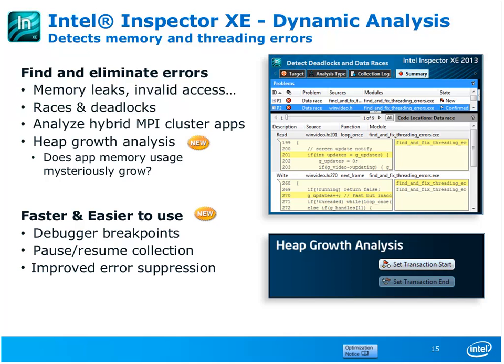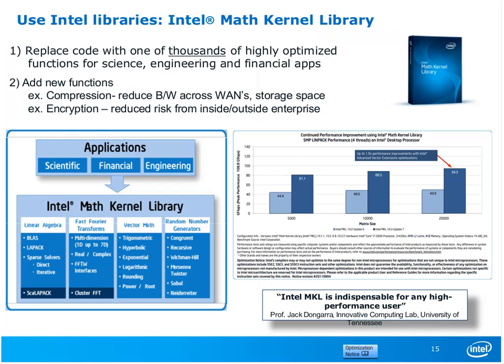So step 1 was understanding what's in your source code, and we have VTune, Advisor, and Inspector. Step 2 is, well, now what do you do about it? We've got a couple of libraries. The first one is Intel's Math Kernel Library. I've been in this group for about 3 years now, and the more I learn about MKL, the more astounding it is to me how much of Intel's best kept secret this is.